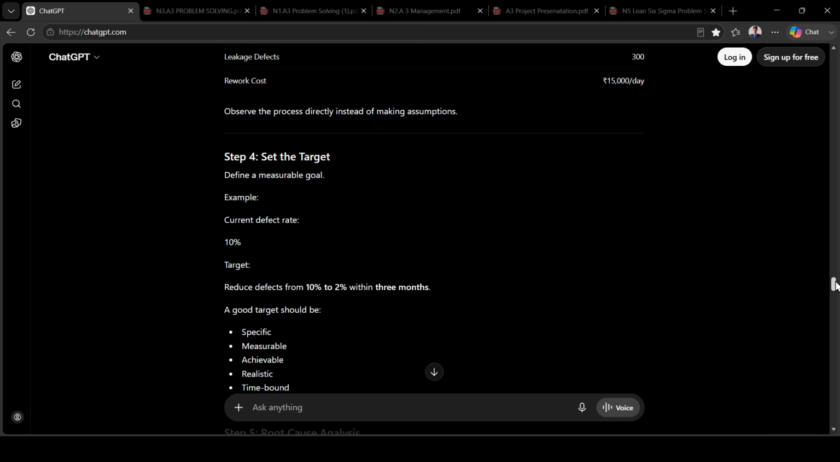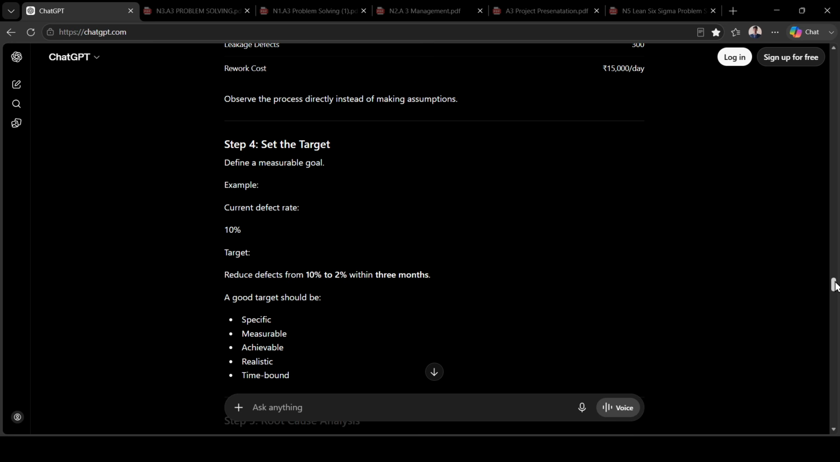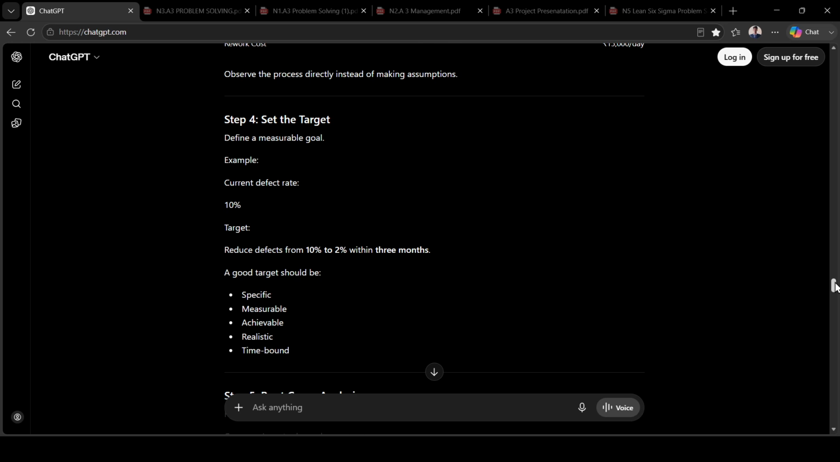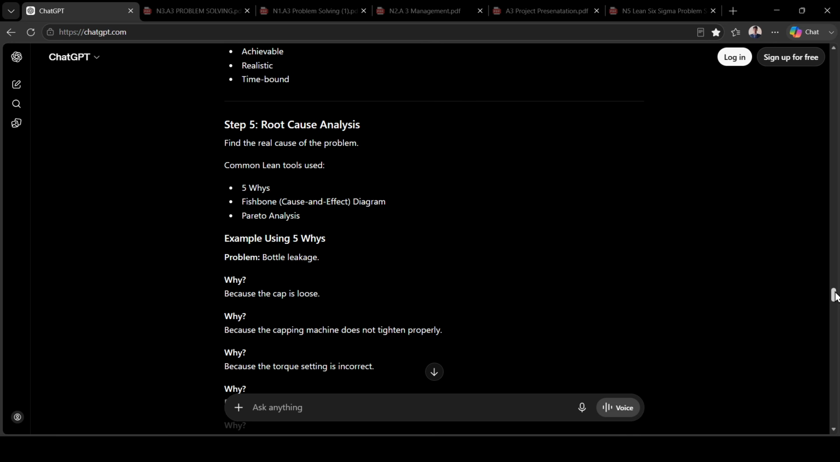So step four, set the target. Define a measurable goal. Example, current defect rate 10%. Target: reduce defects from 10% to 2% within 3 months. A good target should be specific, measurable, achievable, realistic, and time bound.